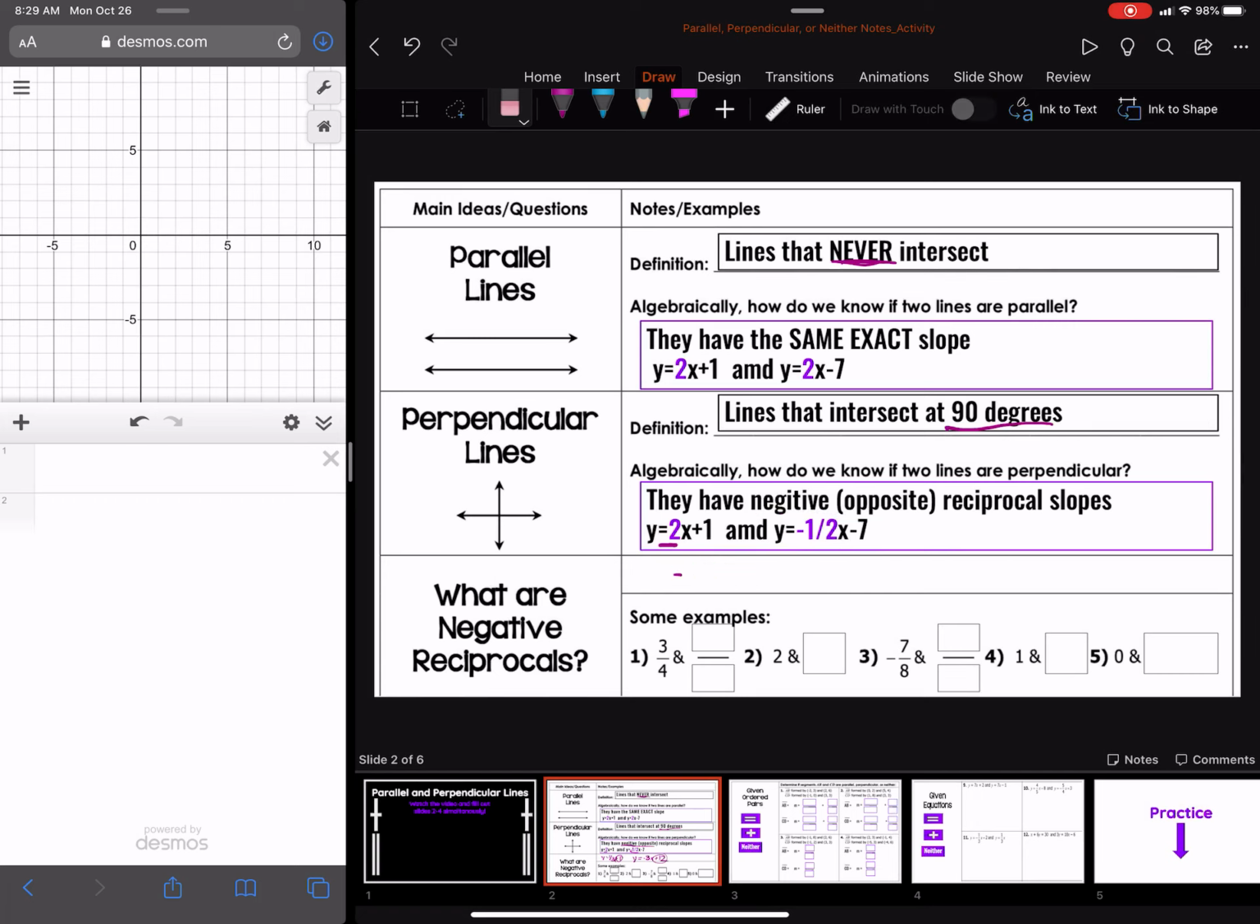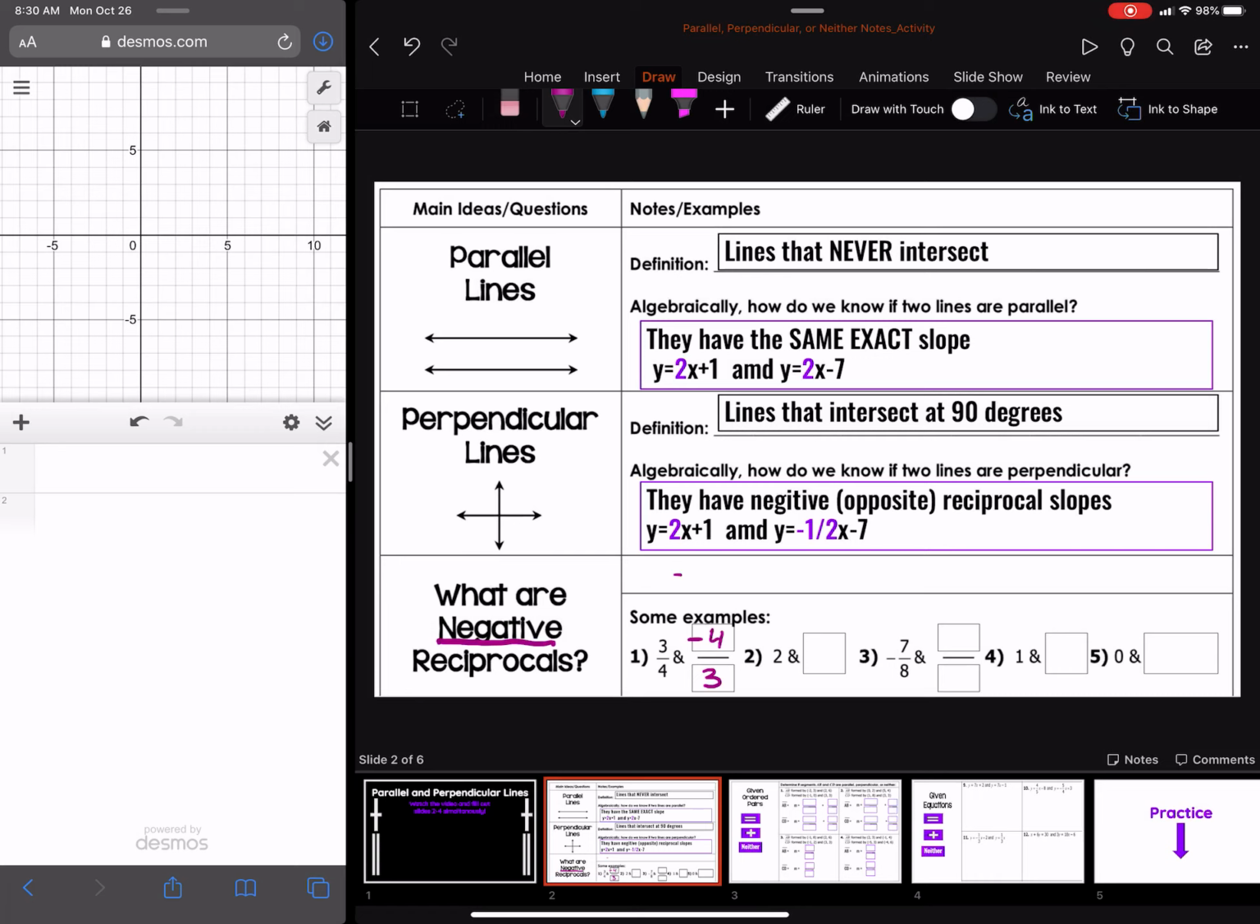So let's just practice some reciprocals for a little bit. What would be the negative reciprocal of 3/4? And remember, we're not just talking about negative, we're also talking about the opposite. So really this should be called the opposite reciprocal, but they call it negative. So first off, what is the opposite of a positive? It's going to be a negative, right? So let's get that there. And then what's the reciprocal of 3/4? Well, it would be 4/3.